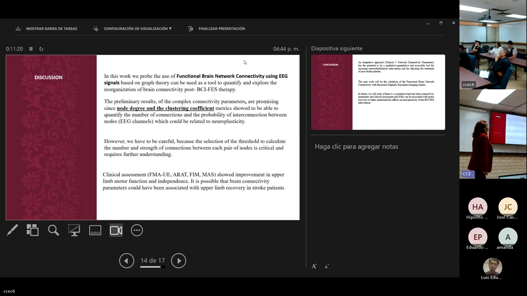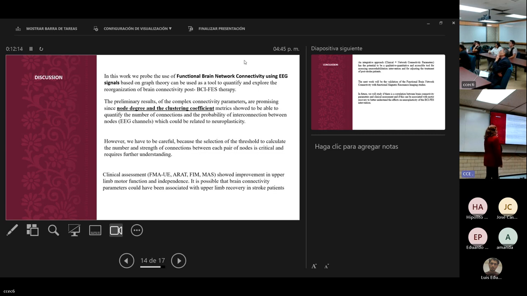In this work, we used functional brain network connectivity from EEG signals based on graph theory as a tool to quantify and explore the reorganization of brain connectivity after BCI-FES therapy. The results show that node degree and clustering coefficient can quantify the number of connections and the probability of interconnection between nodes, and are related to neuroplasticity.